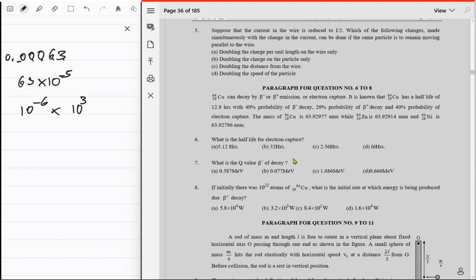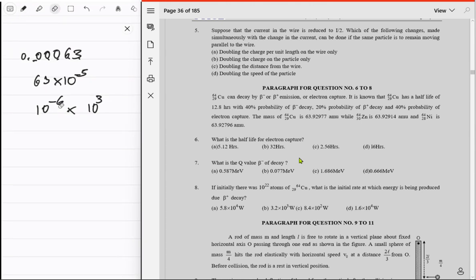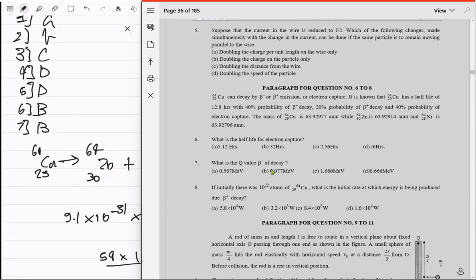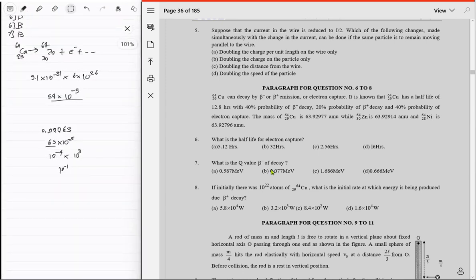So 77 times 10 power negative 3 mega electron volts, still weird. Oh, it's not 10 power negative 6, it's just 10 power negative 4 over there, because 10 will come here. Oh god. So it's just of the order of 10 power negative 1, which is near point 1. Which option is near point 1? Because these are already very big. So B is the answer. Next question.